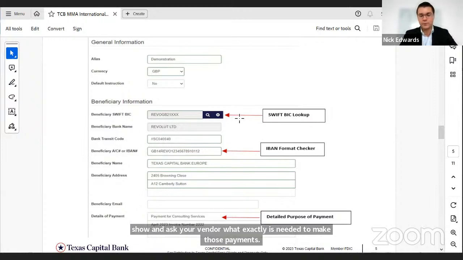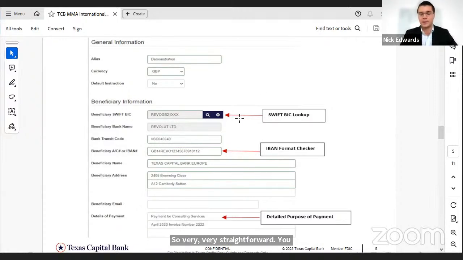So very, very straightforward. You can save these as templates. So once you actually go and save it, then the next time all you need to do is access that template, change the amount that you're looking to send, and then wire out.